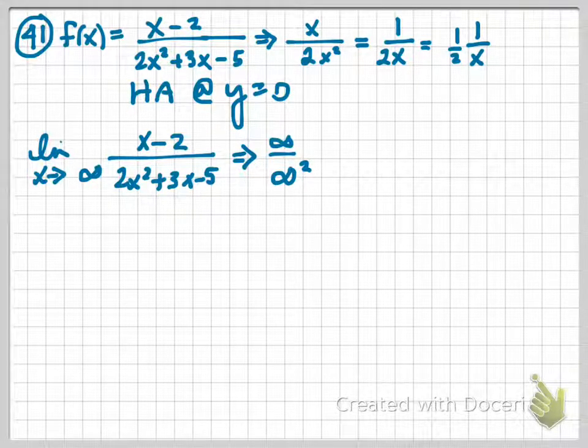So when I'm thinking infinity, I'm thinking, okay, I'm dealing with some huge number. I'm going to pick what, if I was in the 5th grade, I would say is a huge number, 1 million, okay? So if I plugged 1 million into the top, it would be 1 million minus 2, right? We would definitely round that to 1 million, wouldn't we? Then on the bottom, what would I have? I'd have 2 times 1 million squared plus 3 times 1 million minus 5.